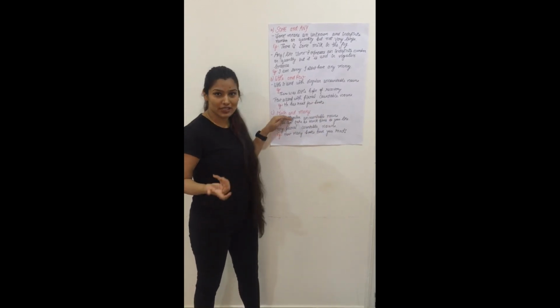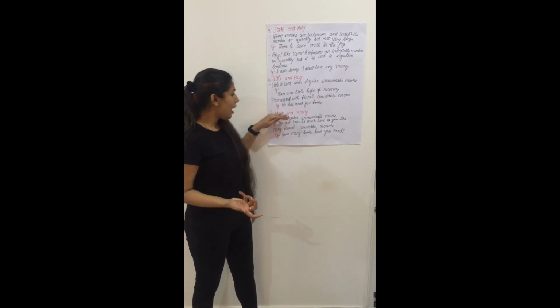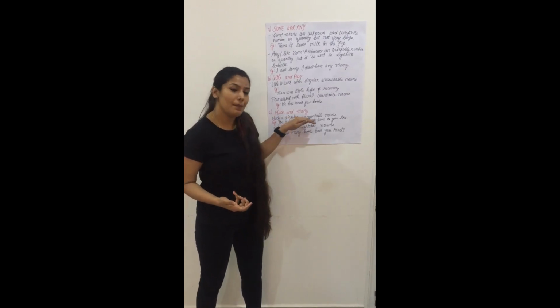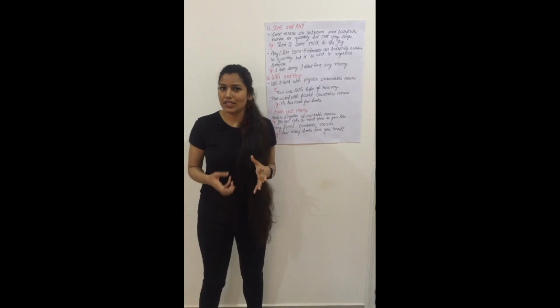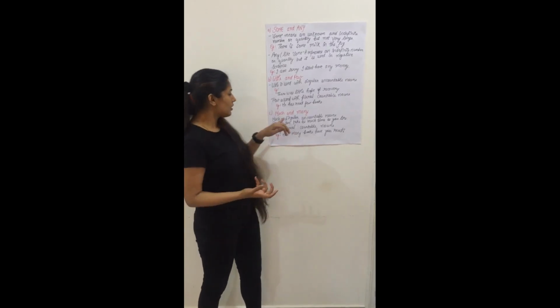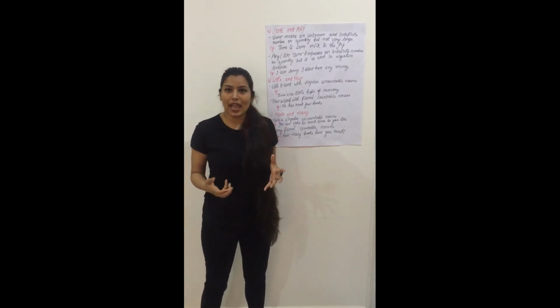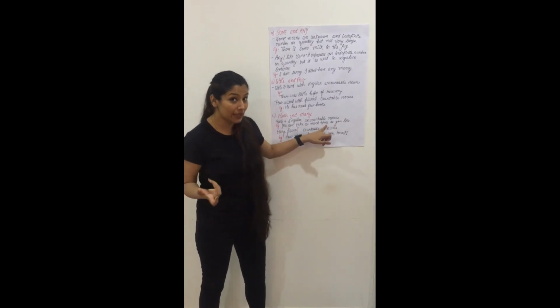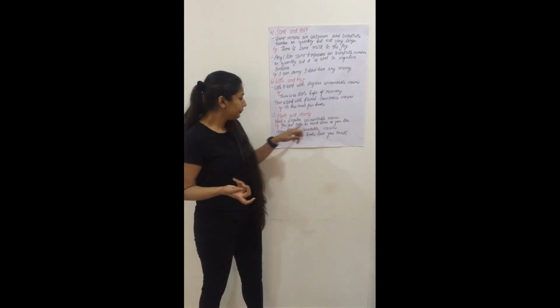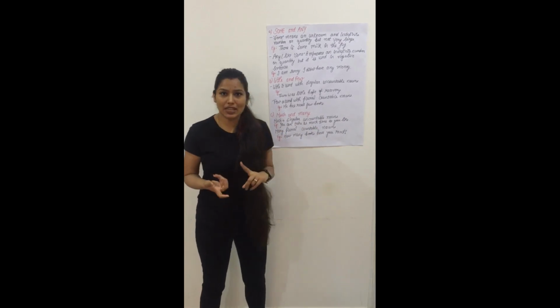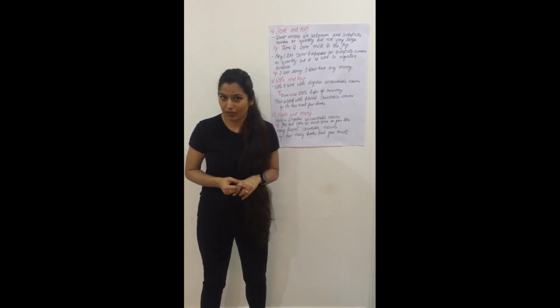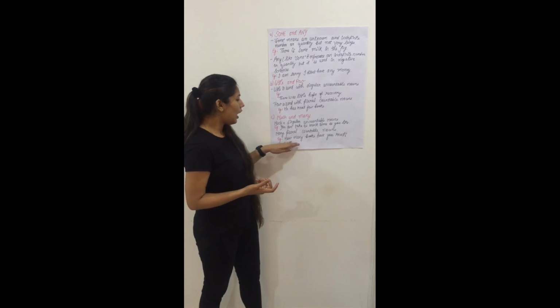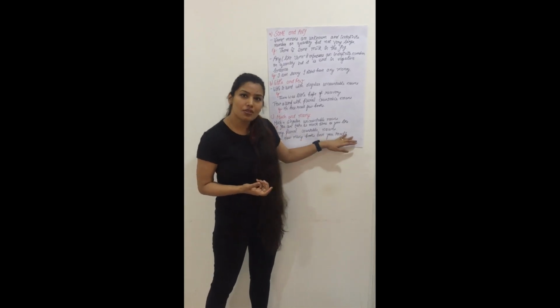And the next quantitative determiner is much and many. Much is used with singular uncountable nouns. Example, you can take as much time as you like. So here we cannot count time, so we have used much here. Many. Many is used with plural countable nouns. For example, how many books have you read?